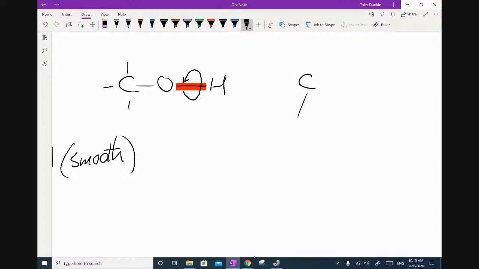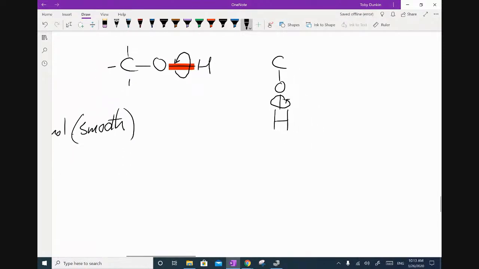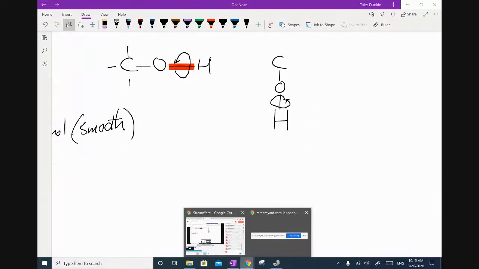I'm trying to imagine how I could draw this for you guys. If it was coming out at me like this, you can see this bond is coming out at me. What it's doing is it's actually rotating around in a circle. I'll see if I can find an image of this.